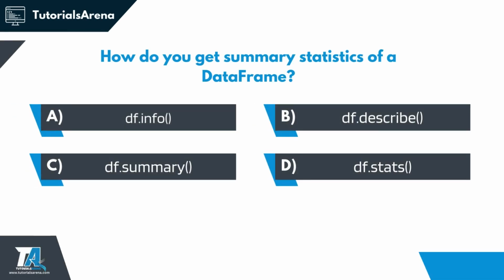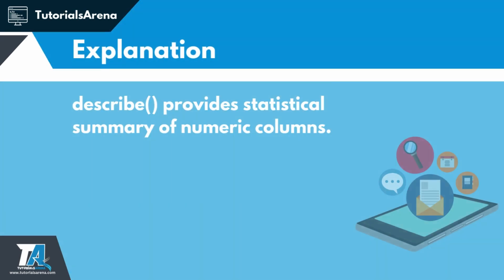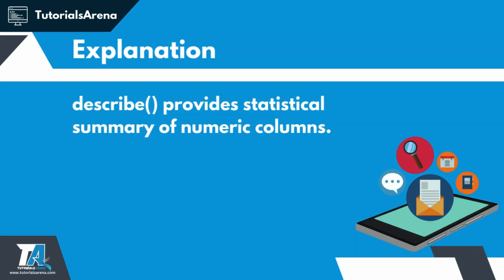How do you get summary statistics of a data frame? The correct option is option B, the df.describe function. The describe function provides a statistical summary of numeric columns.